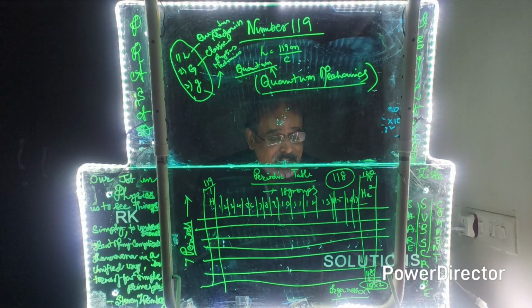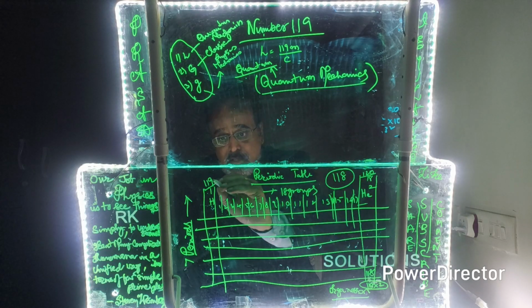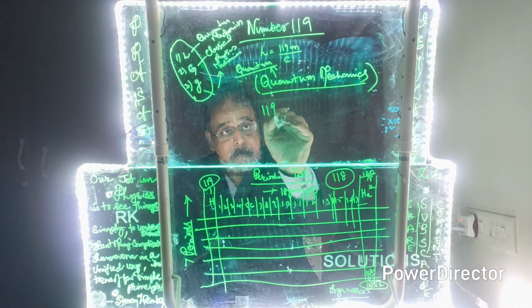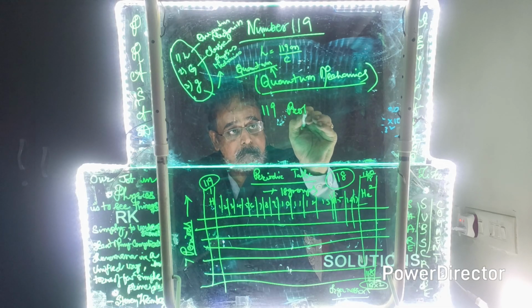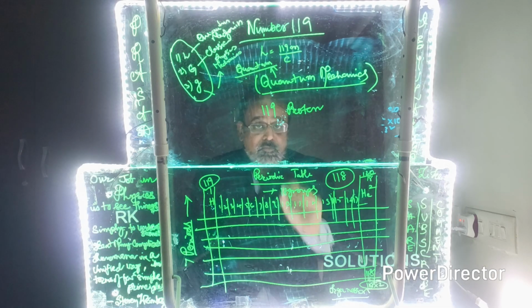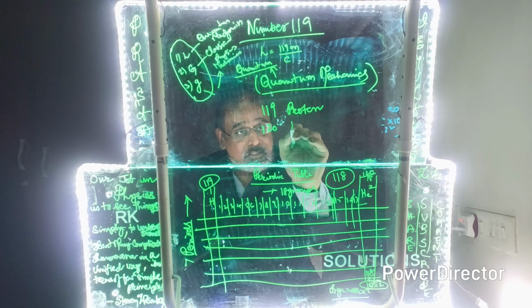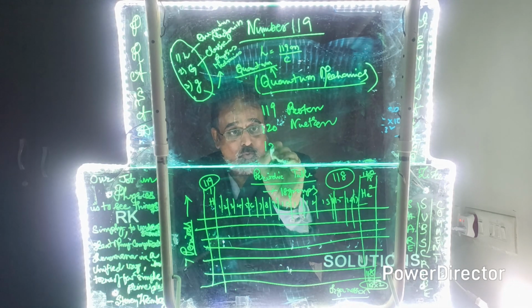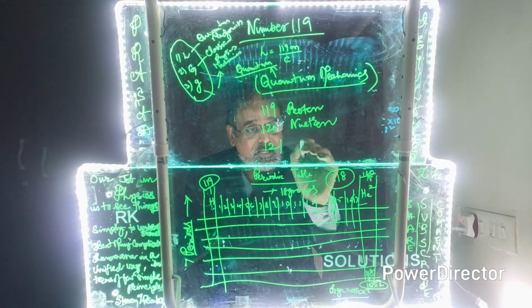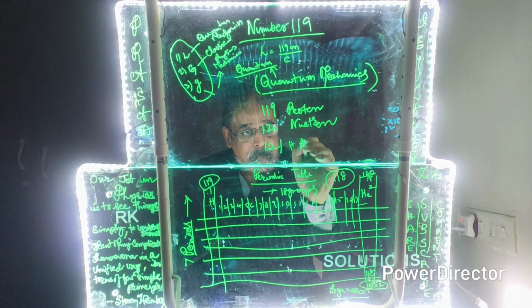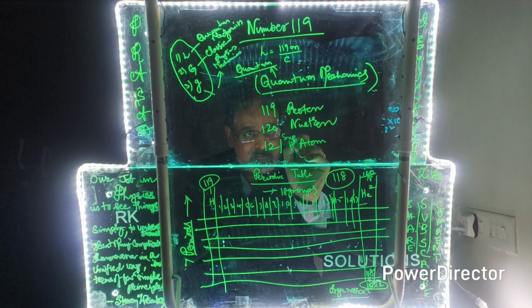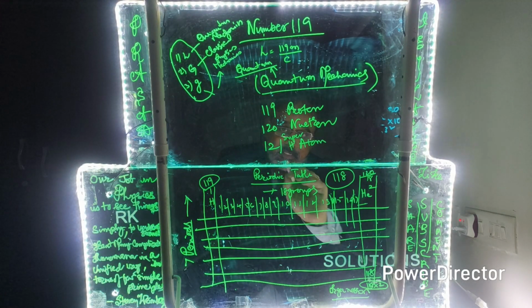But in reality, what happens is this 119 is more like the proton, 120 is more like the neutron, and 121 is more like the hydrogen atom. Hydrogen atom or superhydrogen, you can call. The superhydrogen atom will be 121.